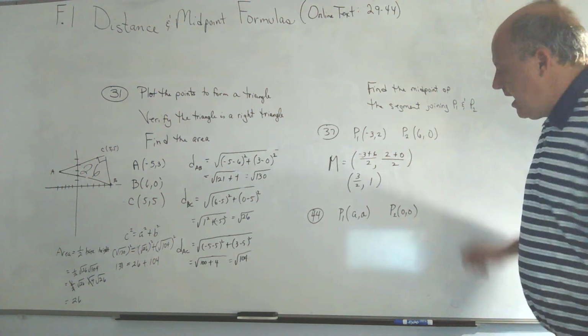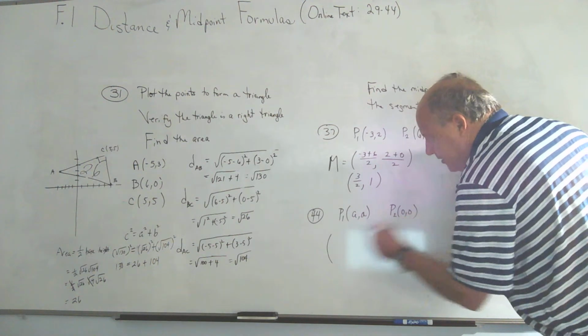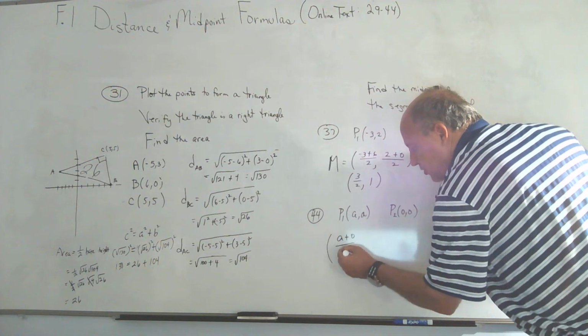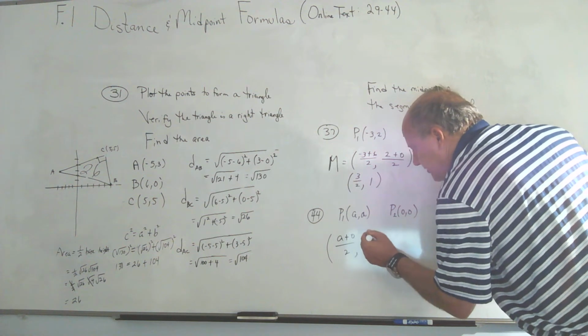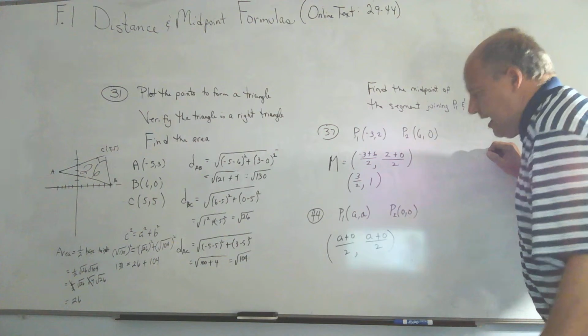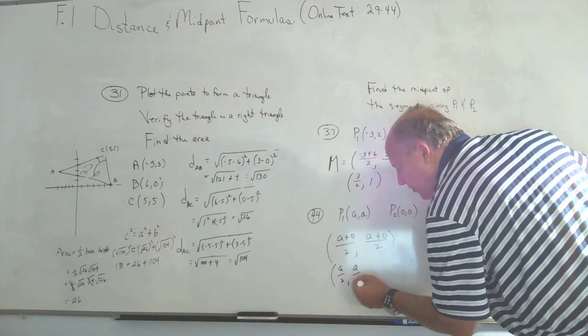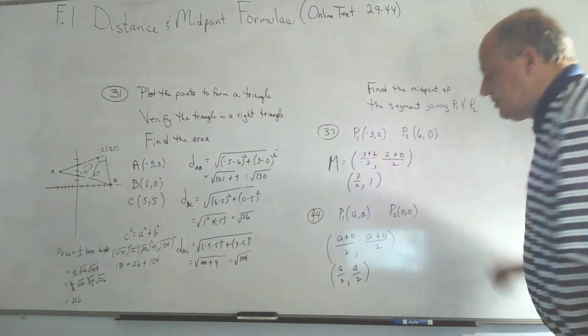And then the next one is add up the abscissas: a plus 0, divided by 2. And then do the same thing with the ordinates. It happens to be the same expression. And so it's going to be a over 2, comma a over 2. a plus 0 is a.